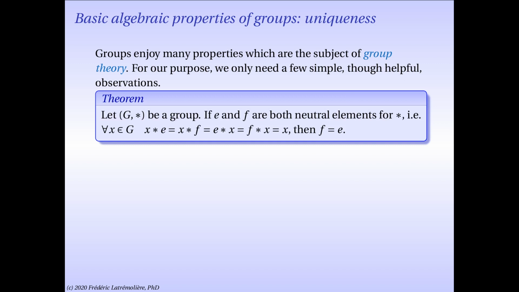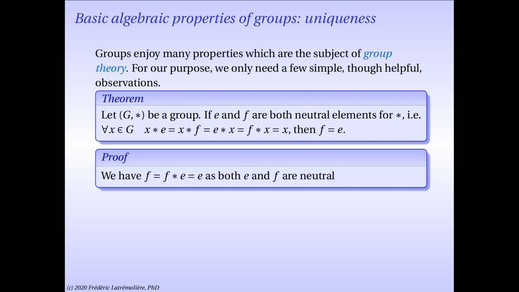If G star is a group, and if E and F are both neutral elements for star, which means that if you compute x star E or F star x or any of those other products listed here, you always get simply back x for any element x of the group. Then F is equal to E. The proof is very short. Since E is neutral, F must be equal to F star E, because computing x star E for any x in the group simply equals x. So F equals F star E, but now F is also neutral. Therefore, F star E must be equal to E. So F equals E.